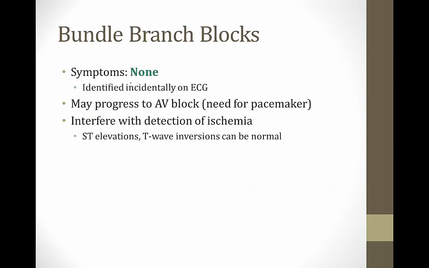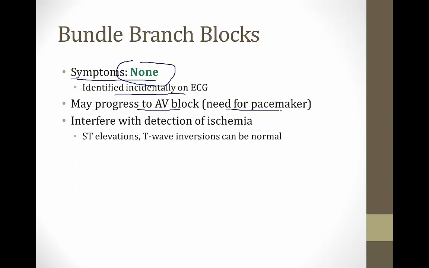Bundle branch blocks in and of themselves do not cause any symptoms. They are noticed incidentally on the ECG. As we'll talk about in a minute, there may be an underlying structural heart problem that causes the right bundle branch block, and that problem may cause symptoms, but just the bundle branch block by itself should not cause any symptoms. It may progress to AV block with time and the need for a pacemaker. Remember, if you've got one bundle branch blocked, that means that if the other one becomes blocked, then you're going to have His-Purkinje system disease and you're going to need a pacemaker.